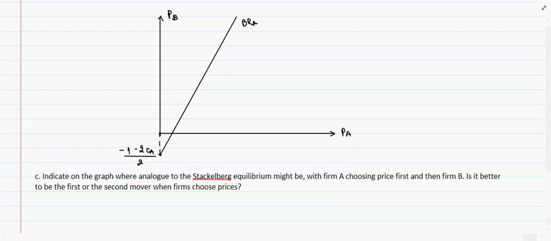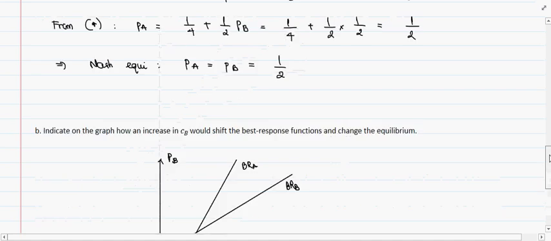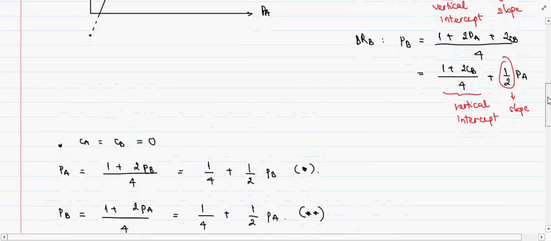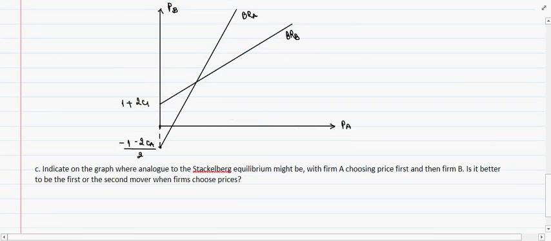Okay, and for firm B, it's going to start from a positive number, and it's going like this. So this is the best response function for firm B, where the vertical intercept over here has a value of 1 plus 2 CB divided by 4. Okay, so this is the vertical intercept.